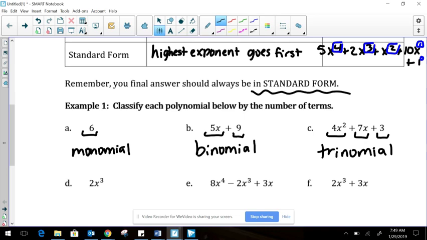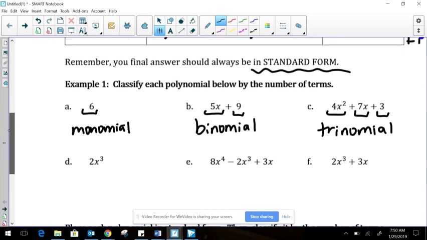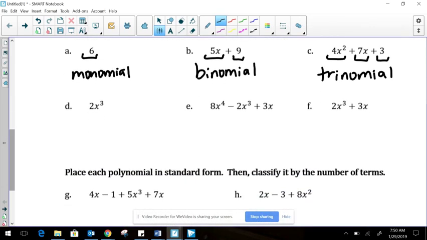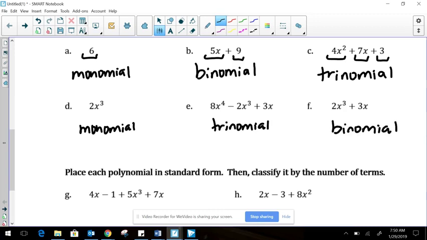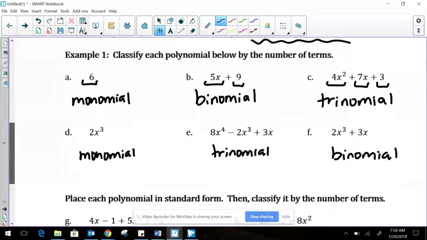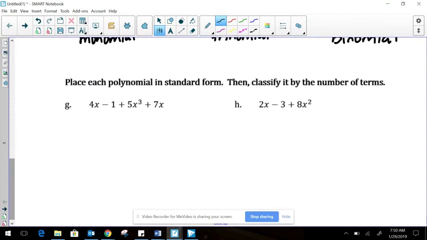Okay, go ahead and fill out the next 3, D, E, and F. Okay, so while you're filling them out, let's check and see if you got them right. All right, you 3 for 3? Very nice. Okay, let's go down here. It says place each polynomial in standard form. That means the highest exponent's first, lowest one last.